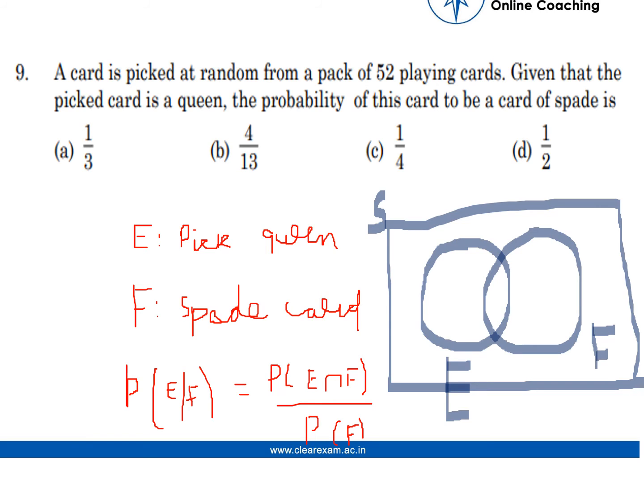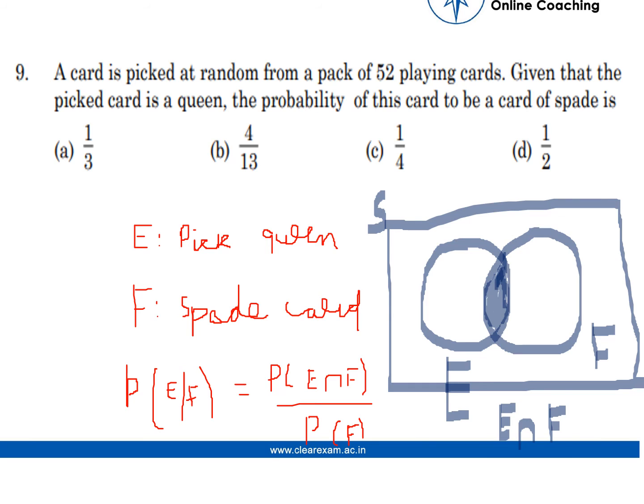Now, if we want to know what is the intersection of E and F, we have to just take the part which is common between both of them, because intersection means the common part between E and F, and union means the whole E and F part. We are only going to use the intersection in this question.